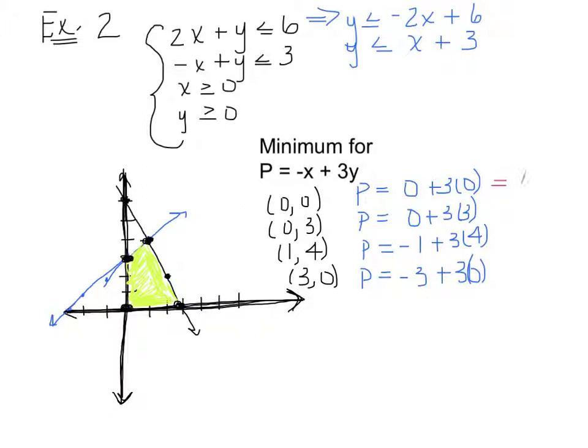Okay, for the first one we get 0. The second one we get 9. The third one we get 11. And the fourth one we get -3. So this time they want the minimum, so our minimum value would be -3. And that's how you do it. You graph your constraints, you find your vertices, plug them into your objective function, and make sure you look to see if you're finding the minimum or maximum. And that's it.